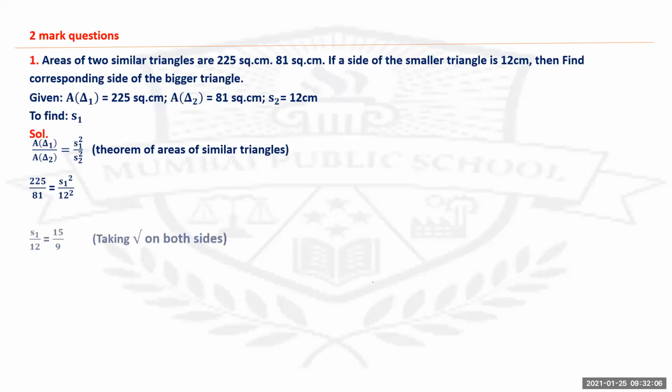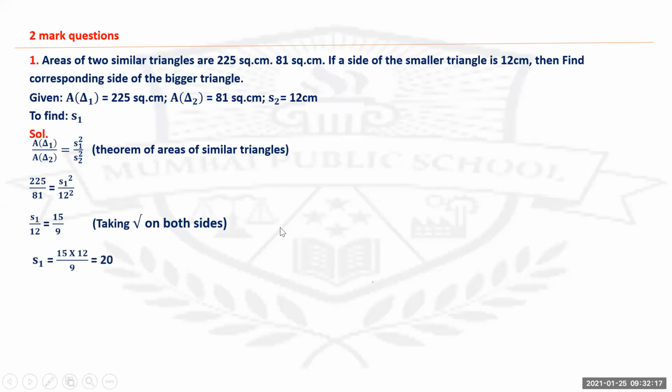Remove the square root. You get side 1 upon 12 equals 15 upon 9. Now you can cross multiply easily to get the answer. After cross multiplication, S1 equals 15 into 12 upon 9. So that is equal to 20. So the corresponding side of the bigger triangle is 20 centimeters. Is this clear to all the students?